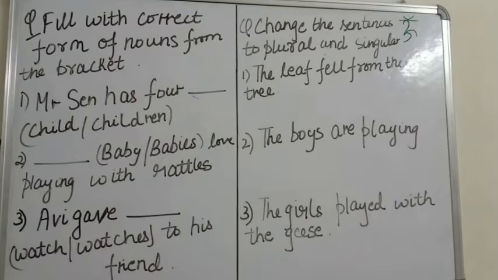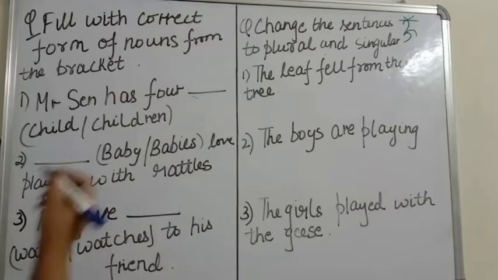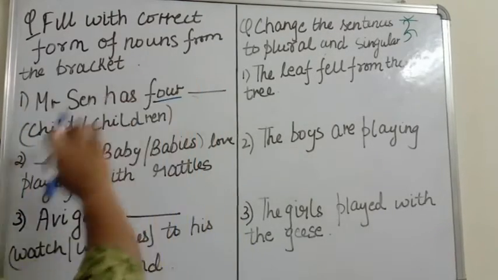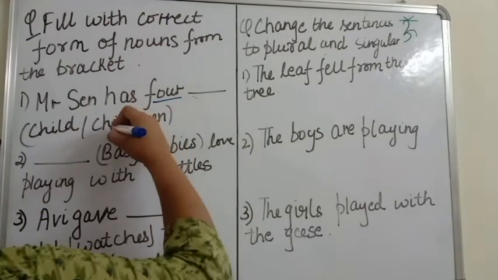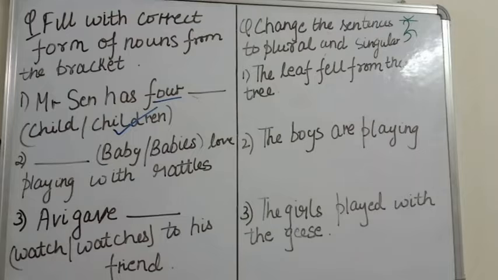Let's read the first sentence. Mr. Sen has 4, means 4 in number. It is more than 1. That means the noun will be plural. So the correct answer is children. Dash love playing with rattles. Baby love playing with rattles, or will it be babies playing with rattles? So which will be the correct form? There is one more noun, rattles. It is plural. So the correct option is babies.